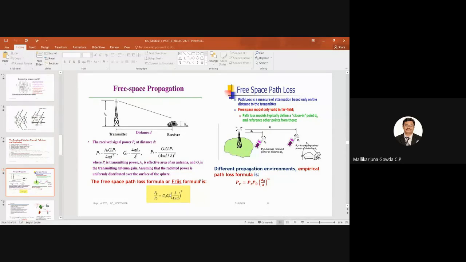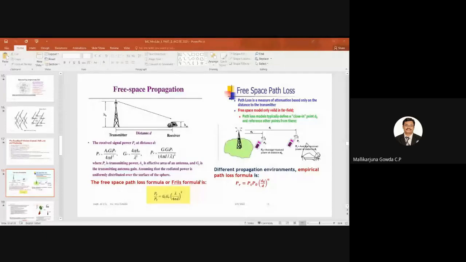Propagation, this you all might have studied. What is the Friis formula? Have you studied anywhere the Friis formula? Yes, I'm asking you people. Have you studied anywhere about this Friis formula?